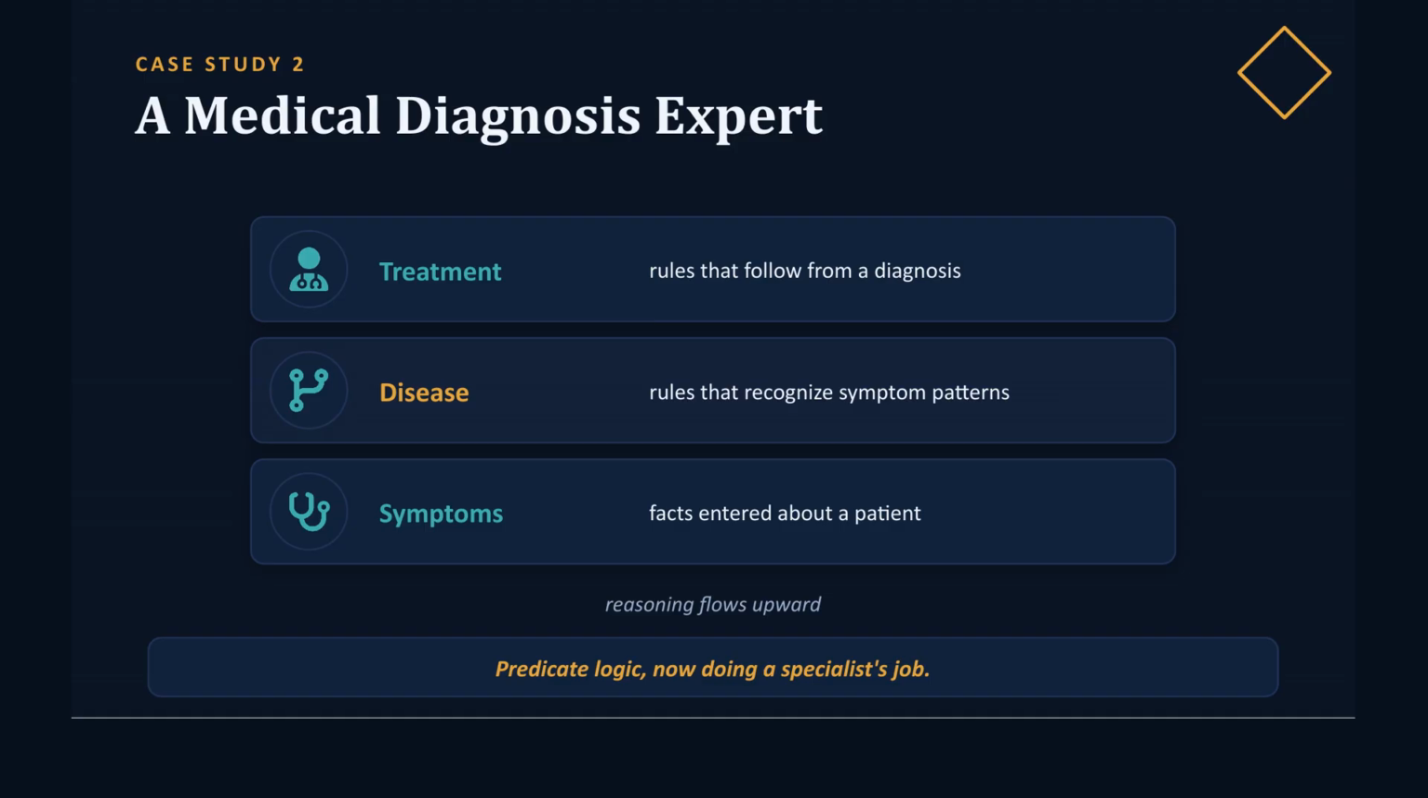At the bottom, symptoms, entered as facts about a patient. In the middle, disease rules that recognize patterns of symptoms. On top, treatment rules that follow from a diagnosis. Reasoning flows upward, from symptoms, to a disease, to a recommended treatment. This is exactly the predicate logic you have been writing, now doing a specialist's job.